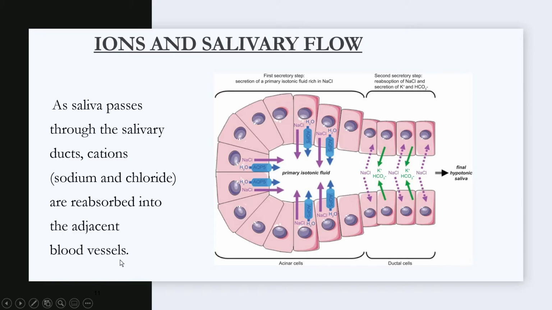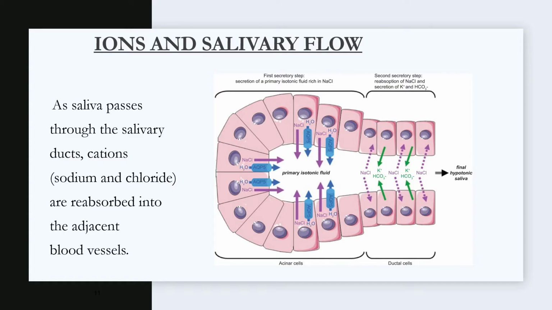As I told you already, when this saliva is produced with the help of the acinar cells, it moves in the direction of the duct. When it enters into the duct, these are duct cells. What happens? You can see the sodium chloride is moving into the cells, and then it will enter into the blood. And then there is entry of potassium and bicarbonate into this saliva. So basically the primary isotonic fluid, when it moves towards the duct, becomes hypotonic in nature. The final hypotonic solution will reach the oral cavity.